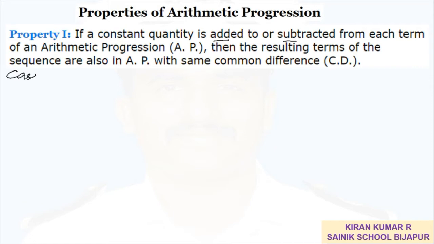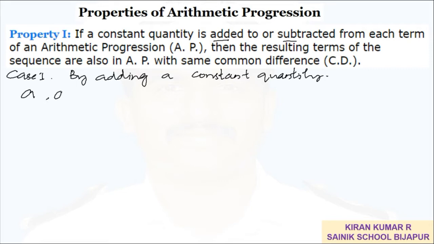So case 1, by adding a constant quantity. Suppose I consider an arithmetic progression where the first term is a and the common difference is d, the second term will become a plus d, third term will become a plus 2d, fourth term will become a plus 3d, and so on.